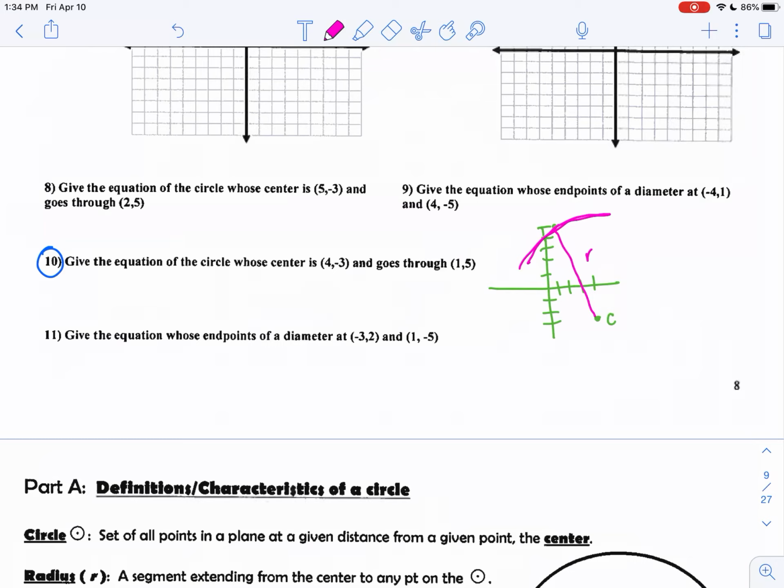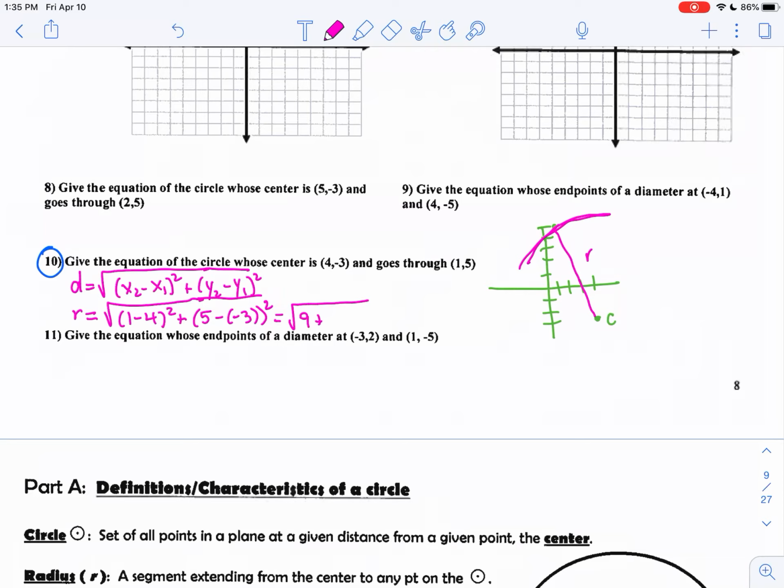We have the center, and we need to find the radius. How do I find the radius if we have a slanted line? We can't simply count the points, right? If you remember back to first semester, that would be the distance formula: the square root of x2 minus x1 squared plus y2 minus y1 squared. So my radius is equal to the square root of 1 minus 4 squared plus 5 minus -3 squared.